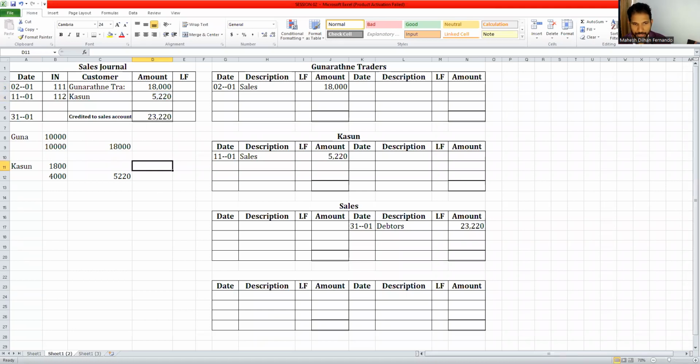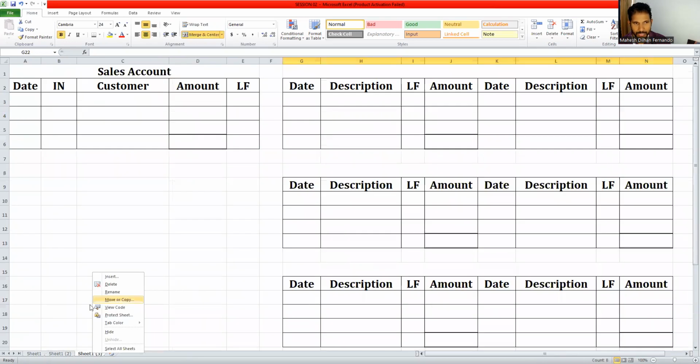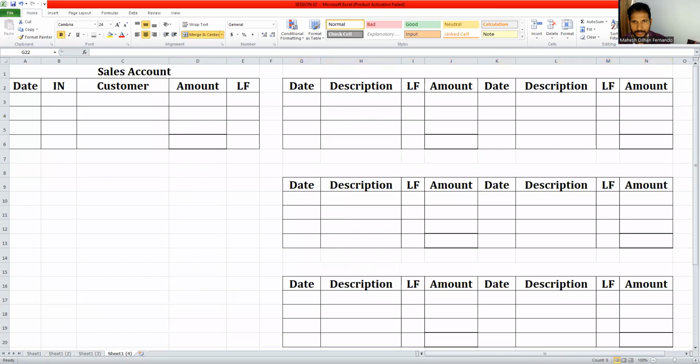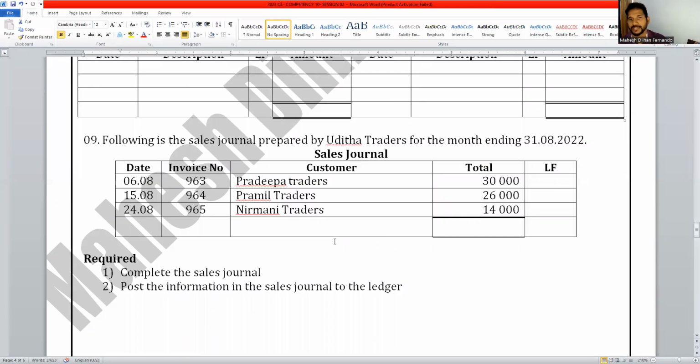And those who have finished, they can move to the next activity also. Activity number 9. I have given the sales journal to you. You have to complete it.